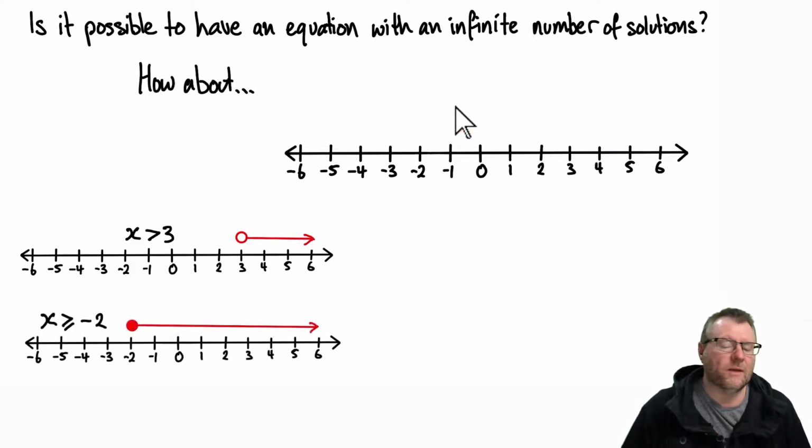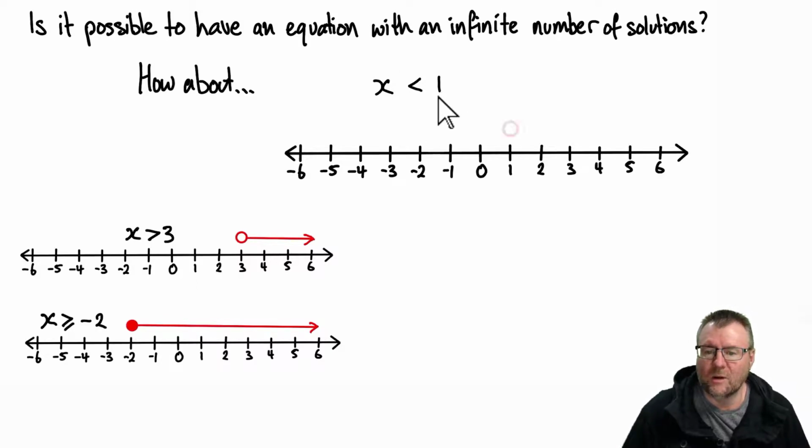What about going the other way though? What about if I had something that was less than? X is less than 1. I'm looking for all the numbers that make this true. I'm going to start at 1. I'll put a circle. I'm not going to color it in because it doesn't have the bottom line on it. It's not less than or equal to.